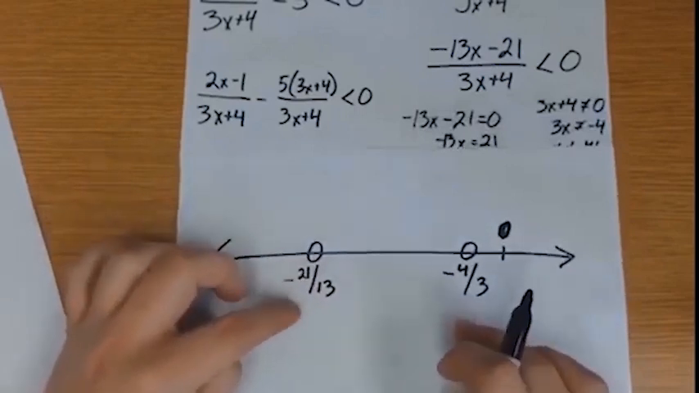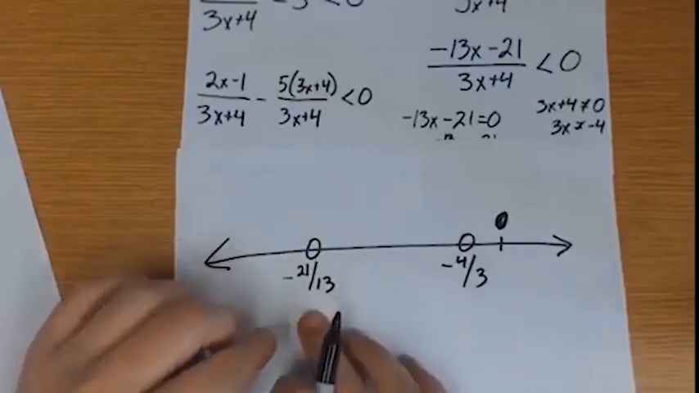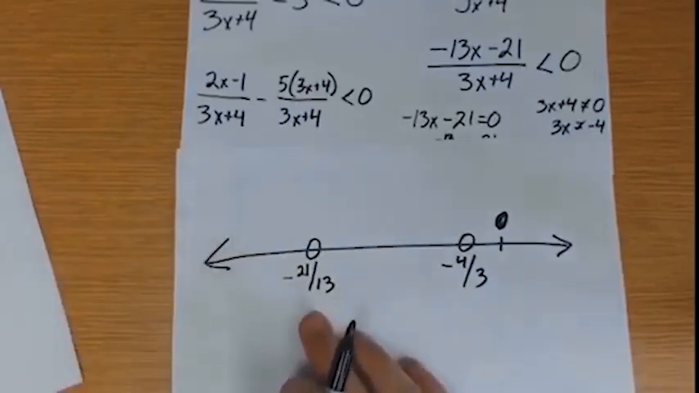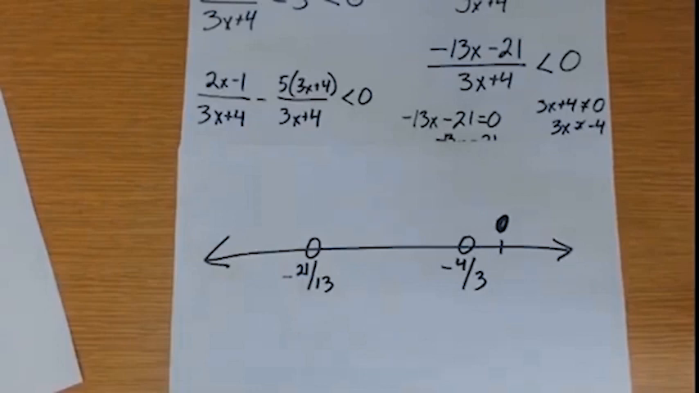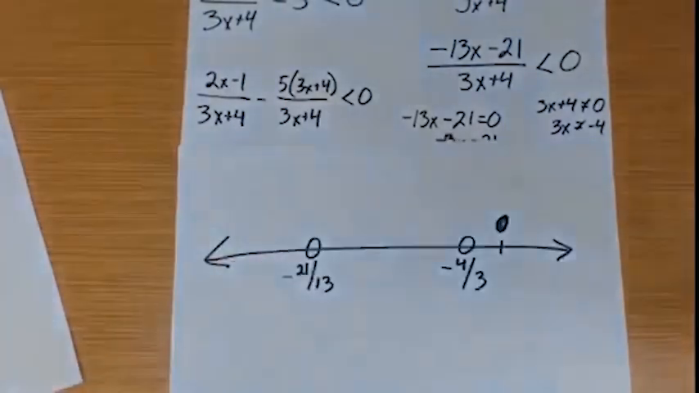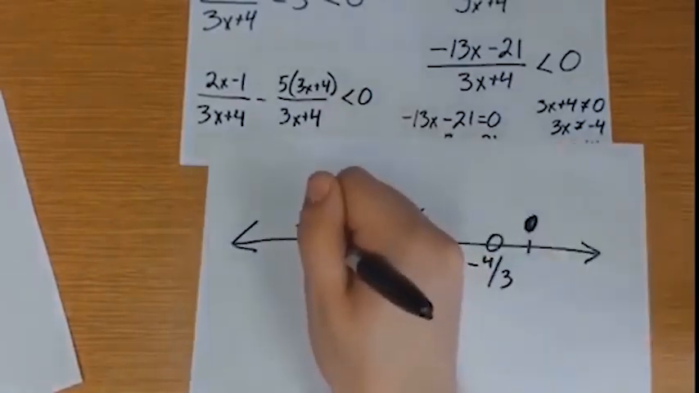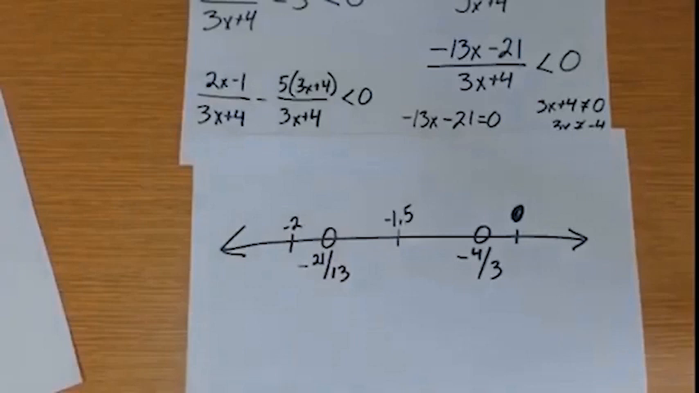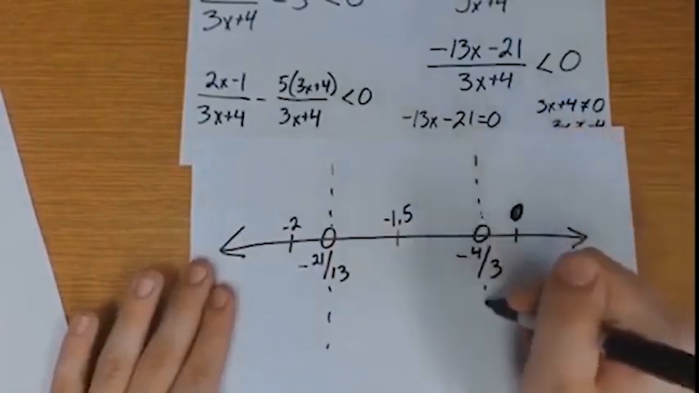Here we would need a number between negative 1.3 and, let me use a calculator on this real quick, 21 divided by 13 is 1.6. So between negative 1.3 and negative 1.6, I'm going to pick negative 1.5. Over here, I'll pick negative 2. We have our 3 regions.